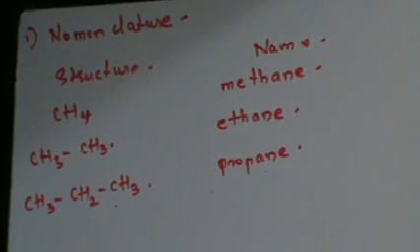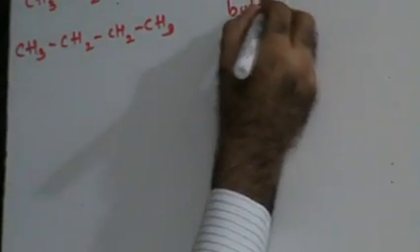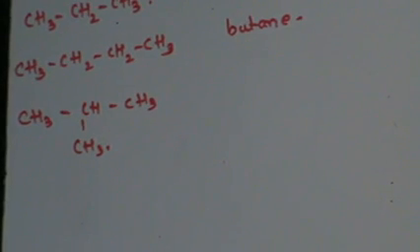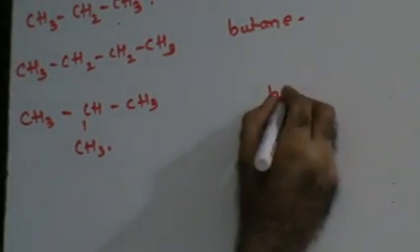Fine. Next, CH3, CH2, CH2, CH3, 4 carbon atoms. 4 carbon atoms, that means this is going to be butane. Now comes the interesting part. CH3, CH, CH3, CH3. Now, how many carbon atoms? There are 4 carbon atoms. Therefore, this is also going to be butane.